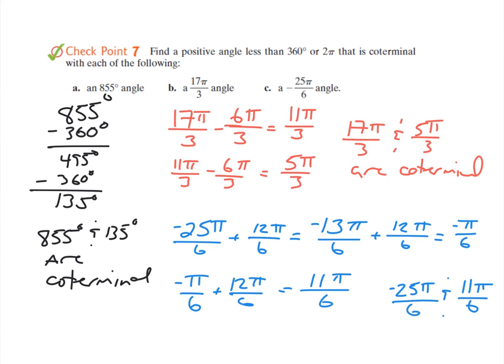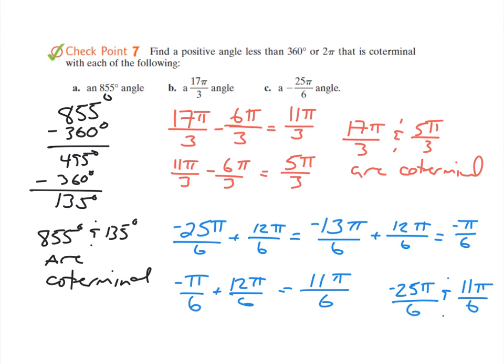Okay, so for the last one, let's see how you did. So we have 855 degrees, so we had to subtract 360 2 times to get 135 degrees, telling us that 855 and 135 are coterminal. For the second one, we had to subtract 2 pi twice, which is 6 pi thirds. First time to get 11 pi thirds, second time to get 5 pi thirds, telling us 17 pi thirds and 5 pi thirds are coterminal.